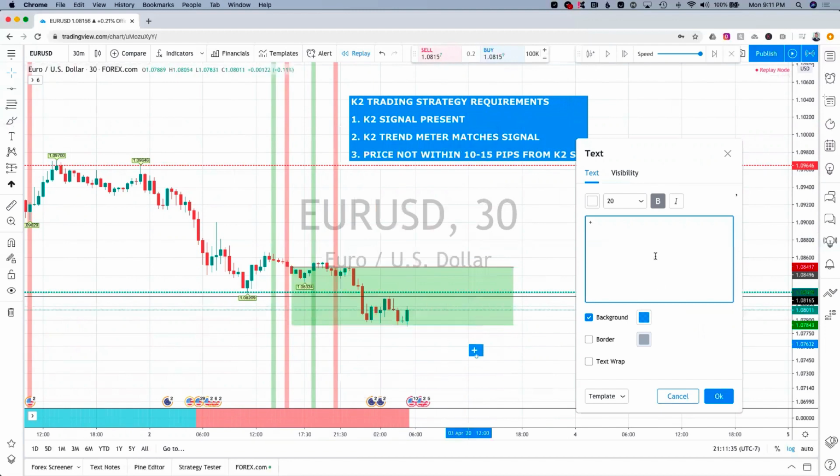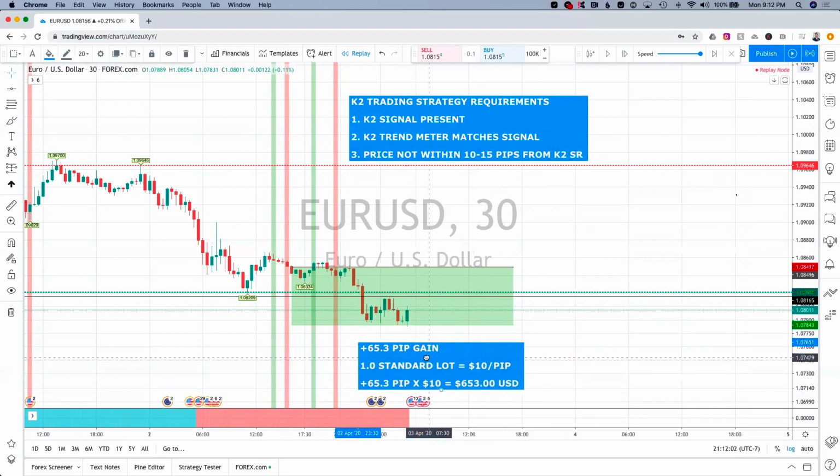65.3 gain. And if you're trading standard lot, it's $10 a pip. So plus 65.3 pips times $10 equals $653 USD in profit. And it's pretty simple.